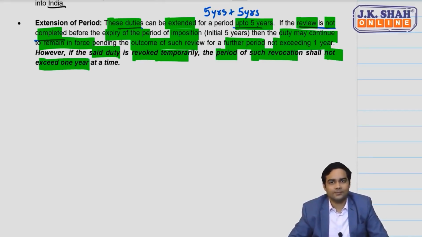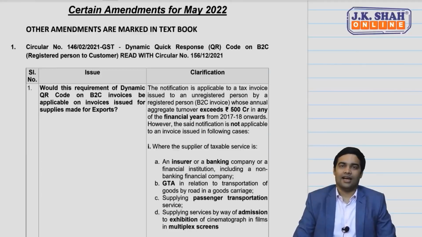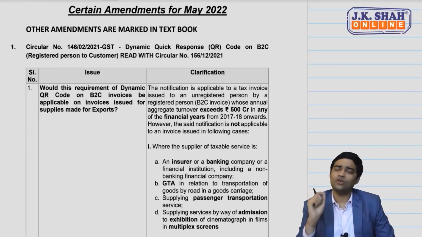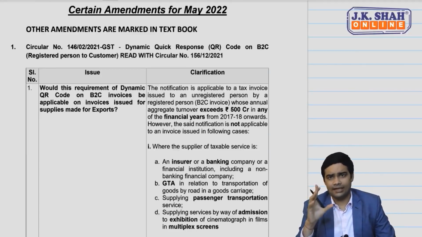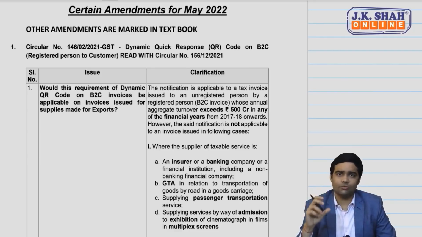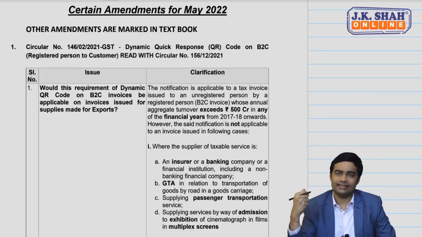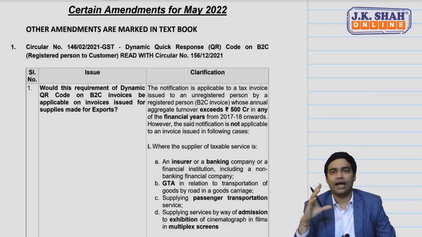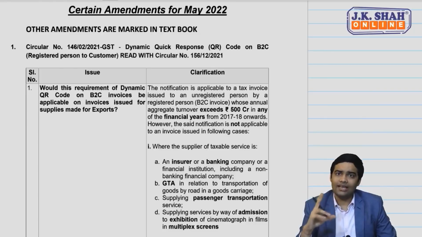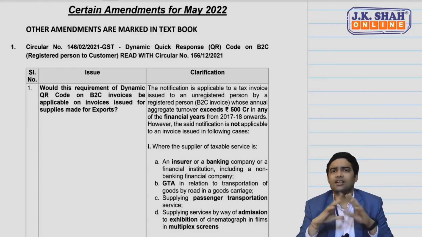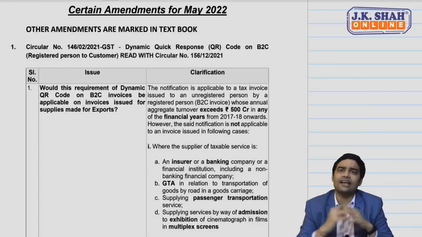Clear with this? Okay. Now, we had to discuss certain amendments related to May 22 exams. Some of these are already part of the textbook and some of these are to be read separately with this sheet. Now, one very important circular which has undergone multiple changes and there has been a lot of issue on this area is dynamic QR code.